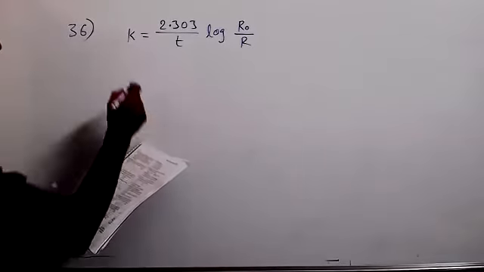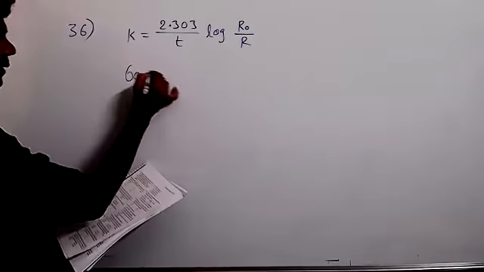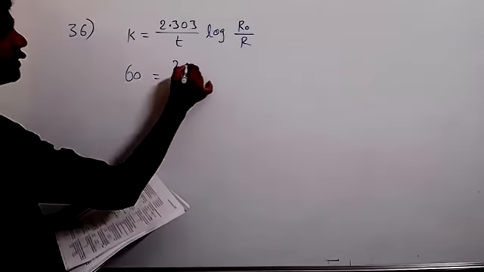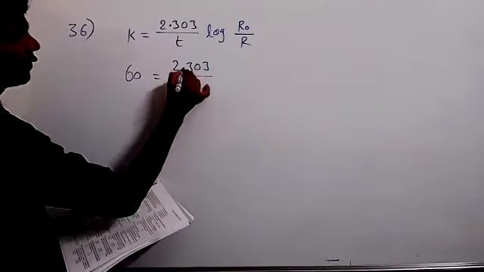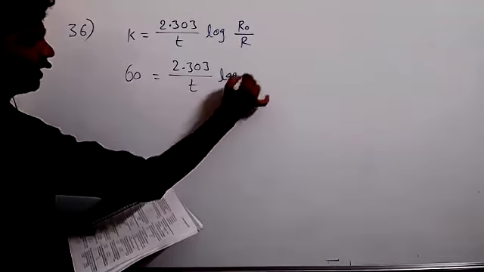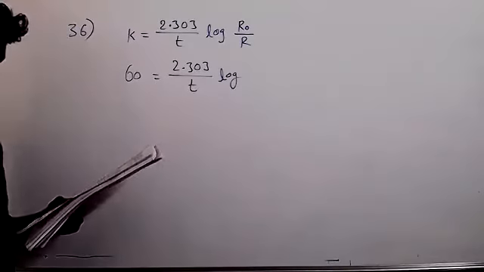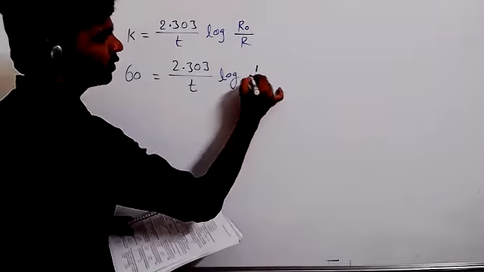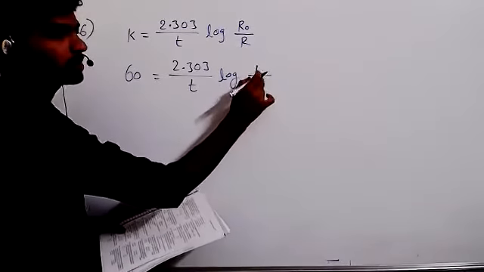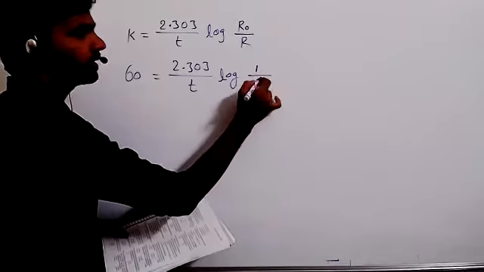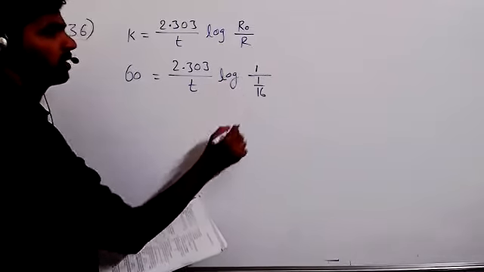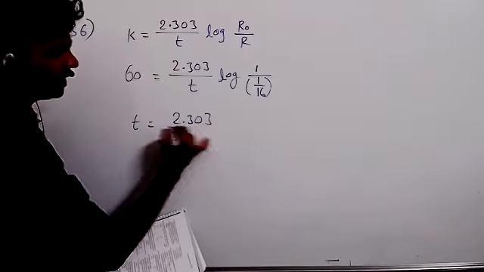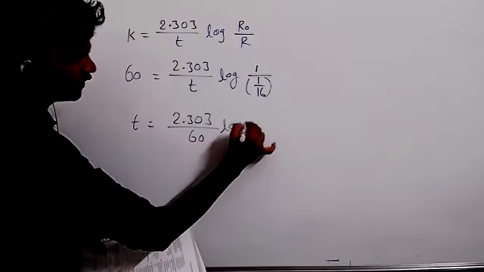So rate constant is given, 60 second inverse. T is equal to 2.303 by k, log of... How much time? This only we have to calculate. Suppose initial concentration take 1 mole. We have to reduce this 1 mole of concentration to 1/16. So final concentration is 1/16, so 16 is going up. T is equal to 2.303 by 60 log of 16.